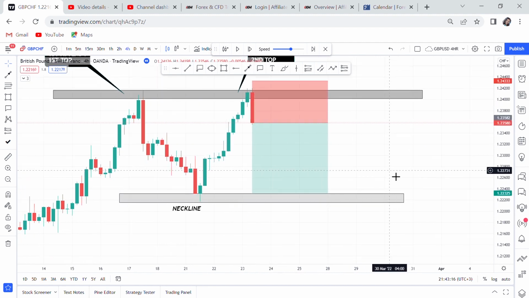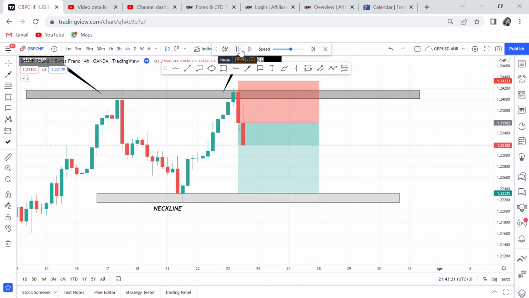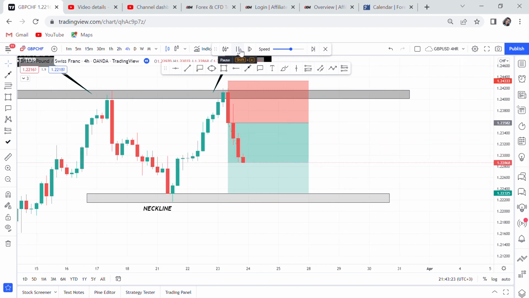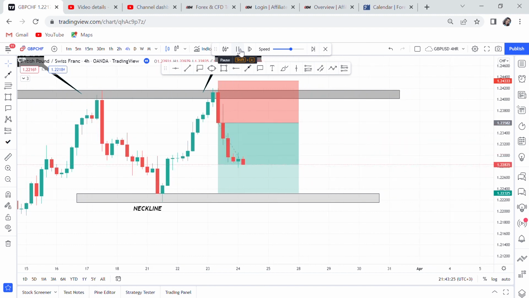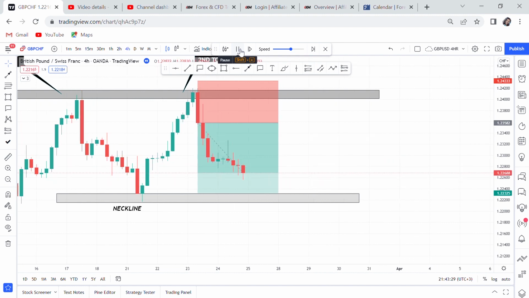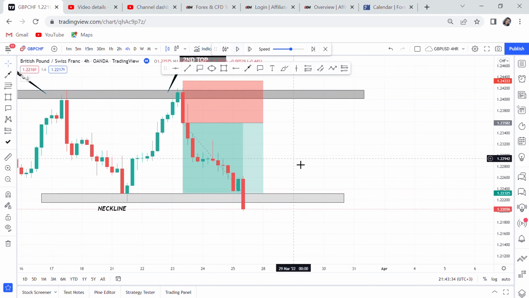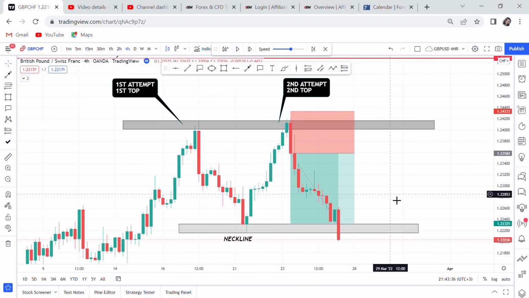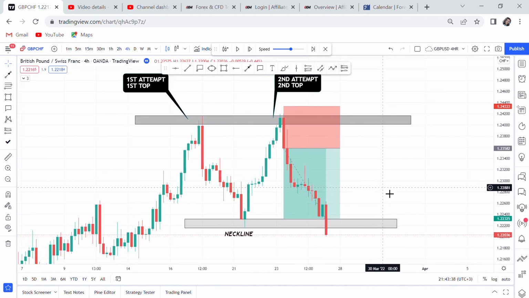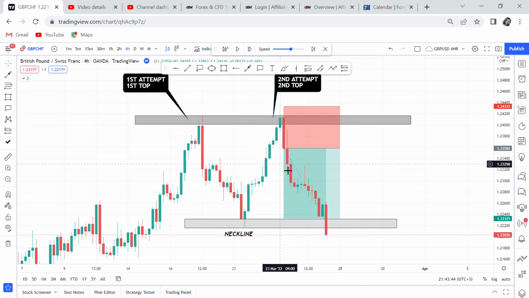Let's see what happens. So the market is pushing down, going to our neckline, and it is as easy as just waiting for the market to hit your TP. And you can see the market hit our TP very, very well. So guys, what I can tell you is that the minute the market has given you a confirmation of entry, you just look for two candles. You look for a bearish engulfing.